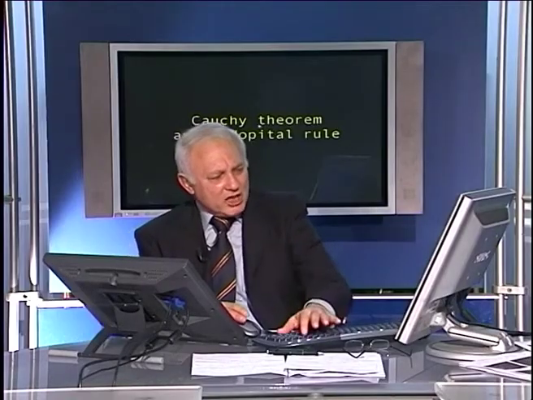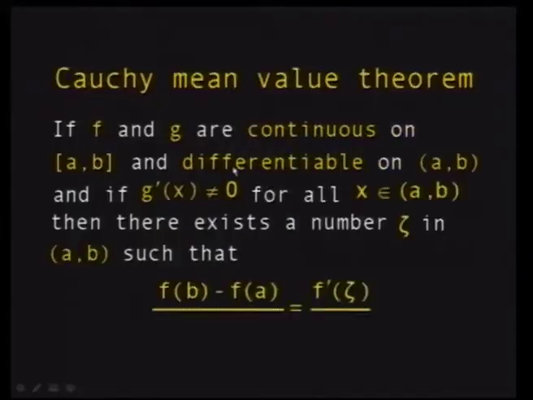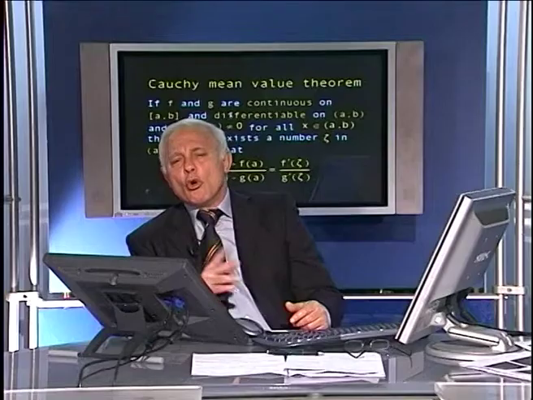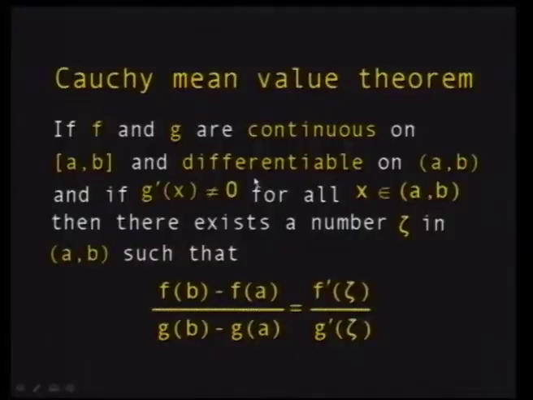So what Cauchy arrived at is a theorem called the Cauchy mean value theorem, and in fact he's also the one who proved the first mean value theorem of our last lecture. This Cauchy mean value theorem tells you the following: if f and g are continuous on the closed interval [a,b] and differentiable on the open interval (a,b), and if g'(x) is not equal to 0 for all x in (a,b), then there exists a number zeta in (a,b) such that (f(b) - f(a)) / (g(b) - g(a)) = f'(zeta) / g'(zeta).